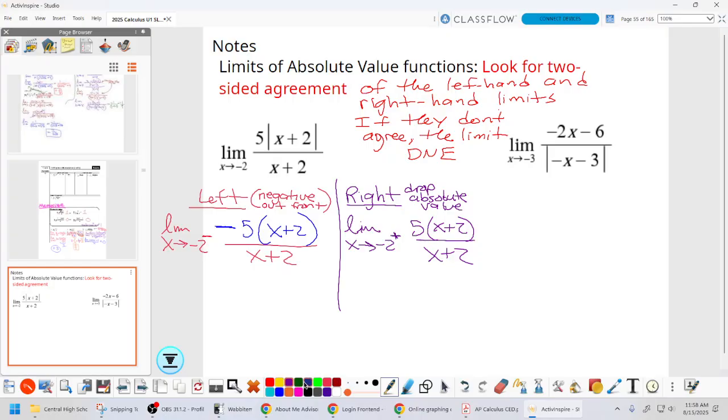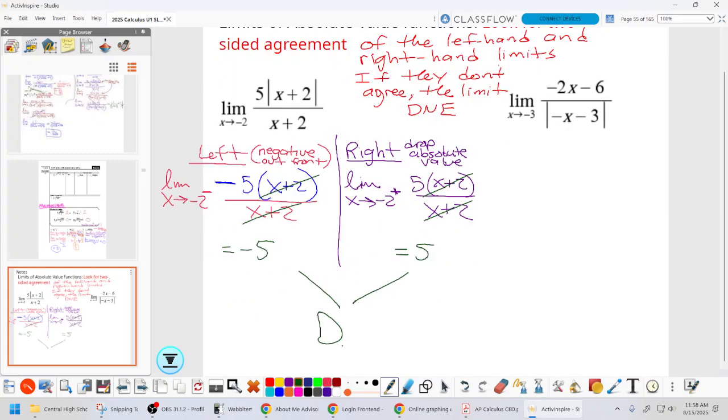Okay? So we're about done. We're also about out of time. What happens here? These cancel and my limit equals negative 5. Here, these cancel and my limit equals 5. So overall, does not exist, because those are not in agreement. The left, they're coming in like this, right? Left and right hand limits are different. So that's not too bad. Do we agree on that? If you don't, that's okay, but I don't think it's too bad.